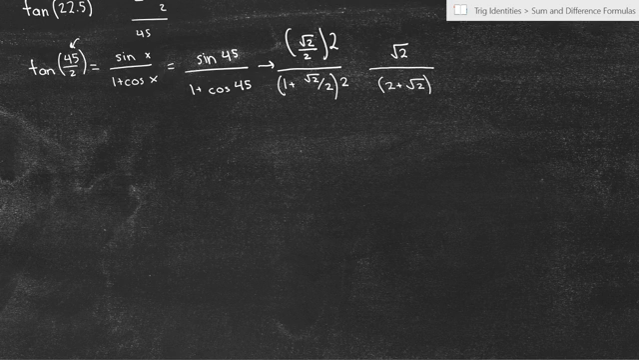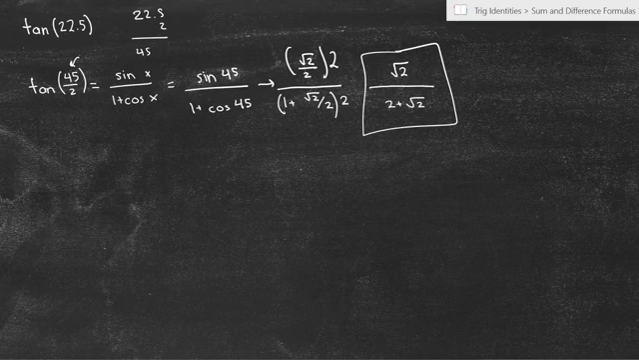To simplify it further, we could multiply by 2 minus square root of 2. I don't think we need to do that, though. This is what your answer would be. I think that's fine. So let's just leave it like this for now. And remember, with tangent, it'd be tangent of 22.5, so it's going to be positive in this case.